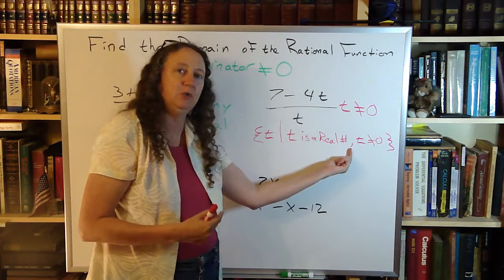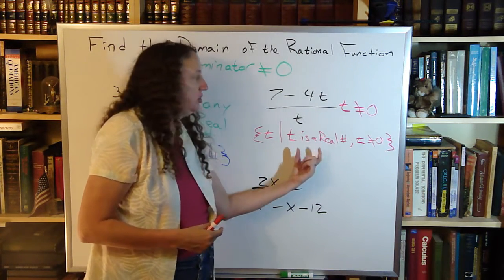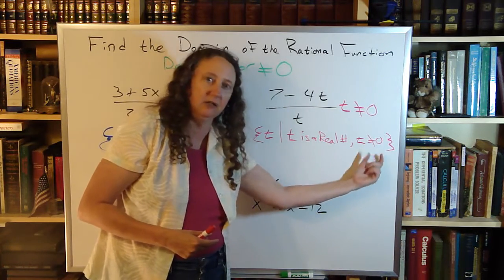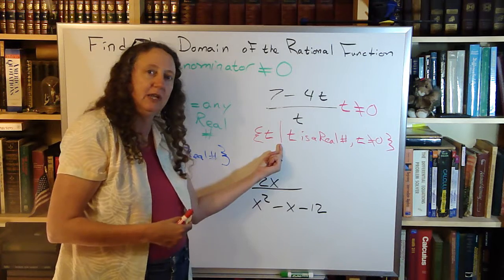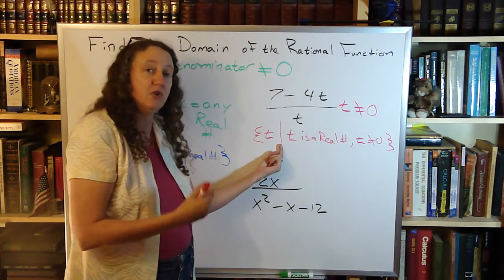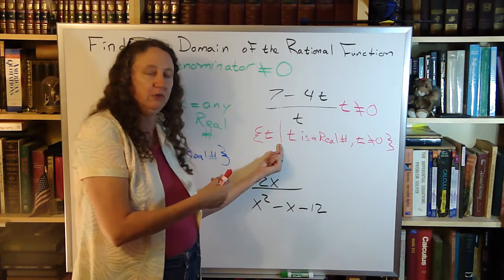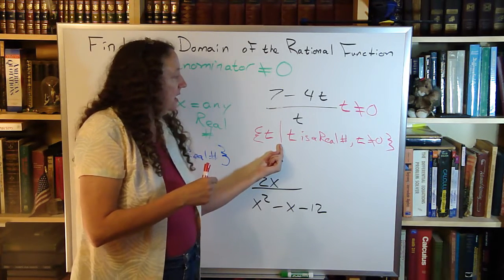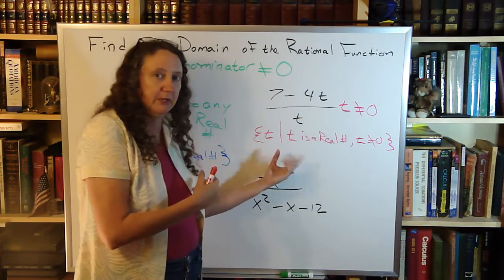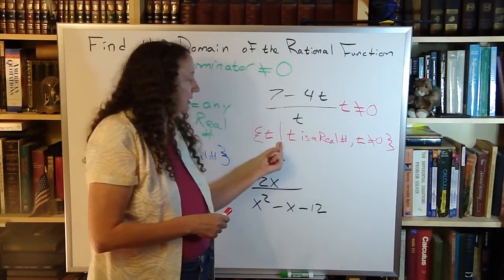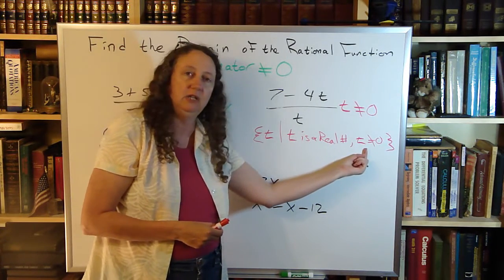The comma in between the different things is saying that it has to match this condition and it has to match that condition. The bar, the pipe, is worded as such that, or where, or when. Those are the words that we use to say the pipe. And it means there are conditions to this variable being in the set. The conditions are t has to be a real number and t cannot equal 0.